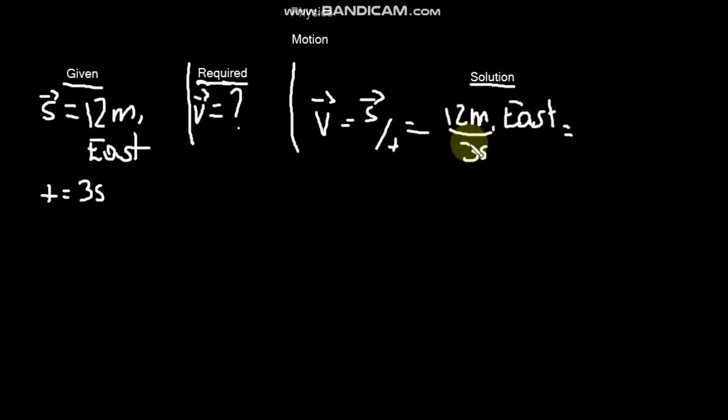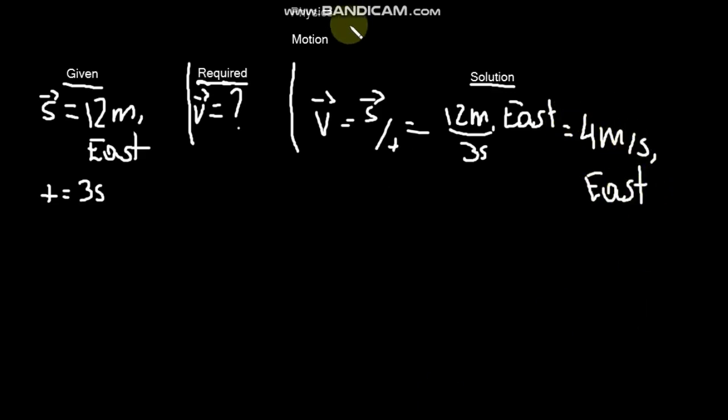So 12 divided by 3 is 4 meters per second. So the velocity is, make sure to include the direction, 4 meters per second east. There, we found the answer.